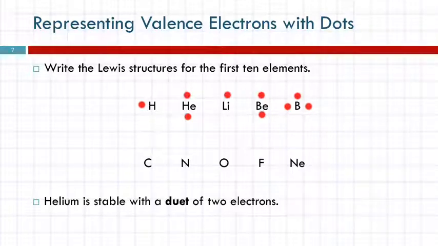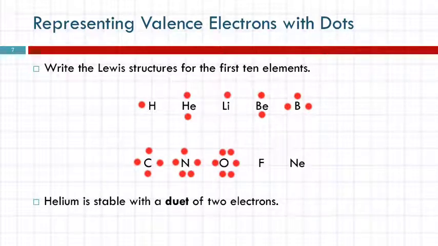How many does carbon have? Valence electrons. 4. It's the group number. So 1, 2, 3, 4. Nitrogen has 5. 1, 2, 3, 4, 5. We've seen that oxygen has 6. It's a little off center. How many does fluorine have?